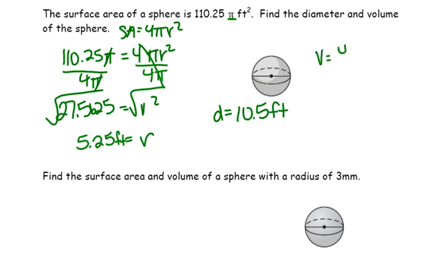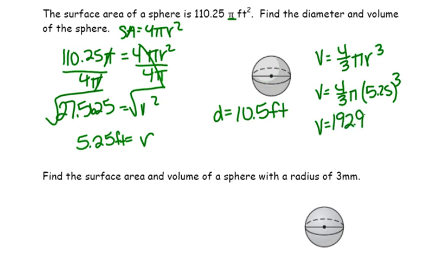volume equals 4/3 pi r cubed. So I substitute in my radius, 5.25 cubed, and I find out that my volume is 192.9375 pi, and that would be feet cubed.